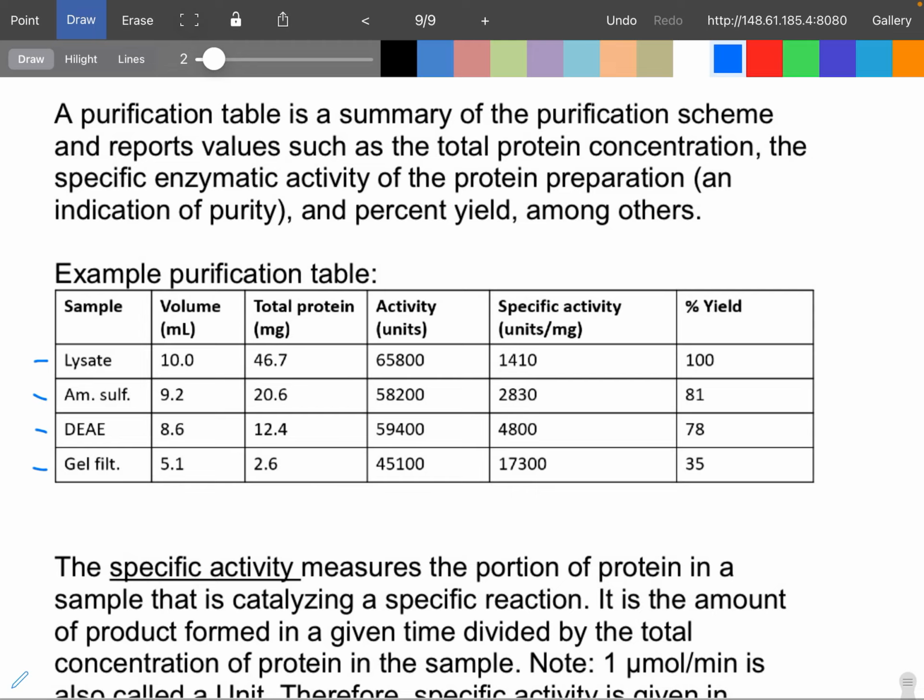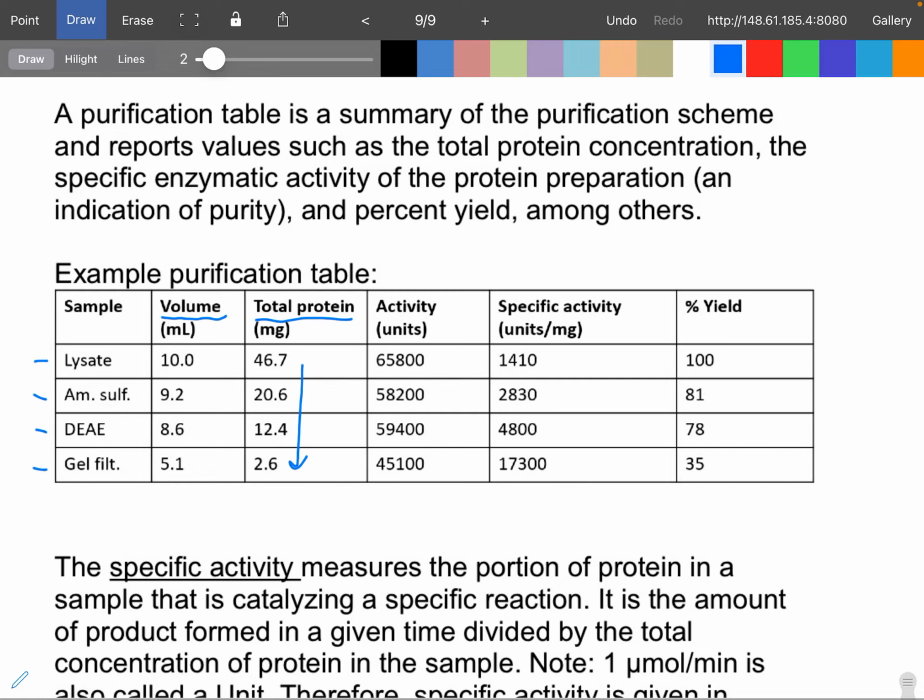And so we would report things like the total volume of our protein sample, and that volume may go down, it may increase, it kind of depends on what we're doing. We also might report the total protein. And remember, the goal of a purification is to get rid of the contaminant proteins. And so notice that as we descend this list, go through these different procedures, we actually reduce the total protein, which makes sense. We want to get rid of those contaminants. Hopefully we've gotten rid of those contaminants.